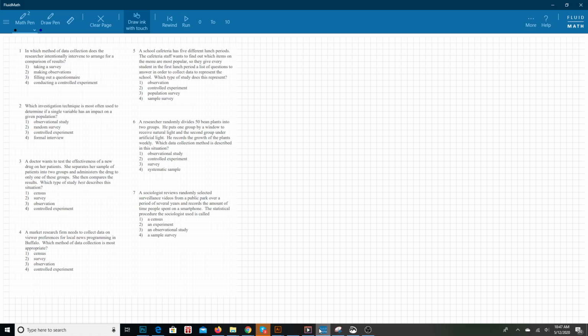It's not an observation because you're giving them a survey. And it's not a controlled experiment. So 1 and 2 are gone. A population survey or a sample survey? Well, they're only giving the survey to one period, so it's not the entire population. It's a sample survey. So that one's a sample survey.